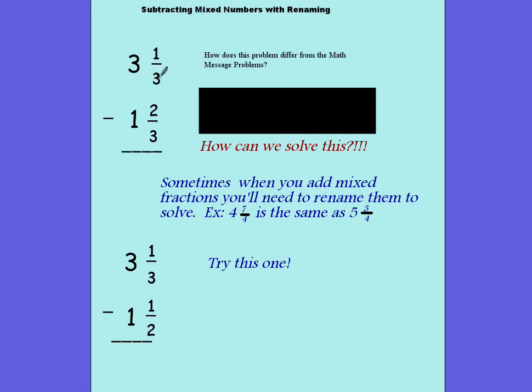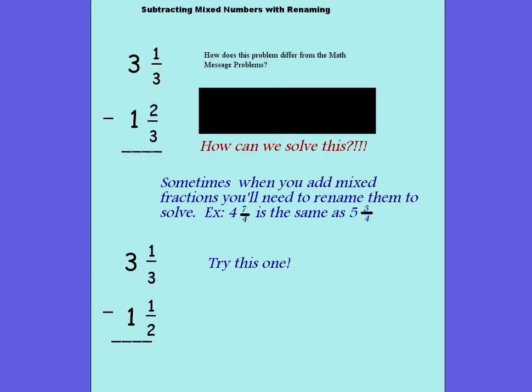Well, first we have to see, do we have a common denominator? We have thirds and thirds, so we do. So we can go ahead and do the next part. But can I take 1 minus 2? We cannot do that. We have a bigger bottom. And just like when we are subtracting regular whole numbers, with a bigger bottom we have to borrow. And that is going to be the case here as well.